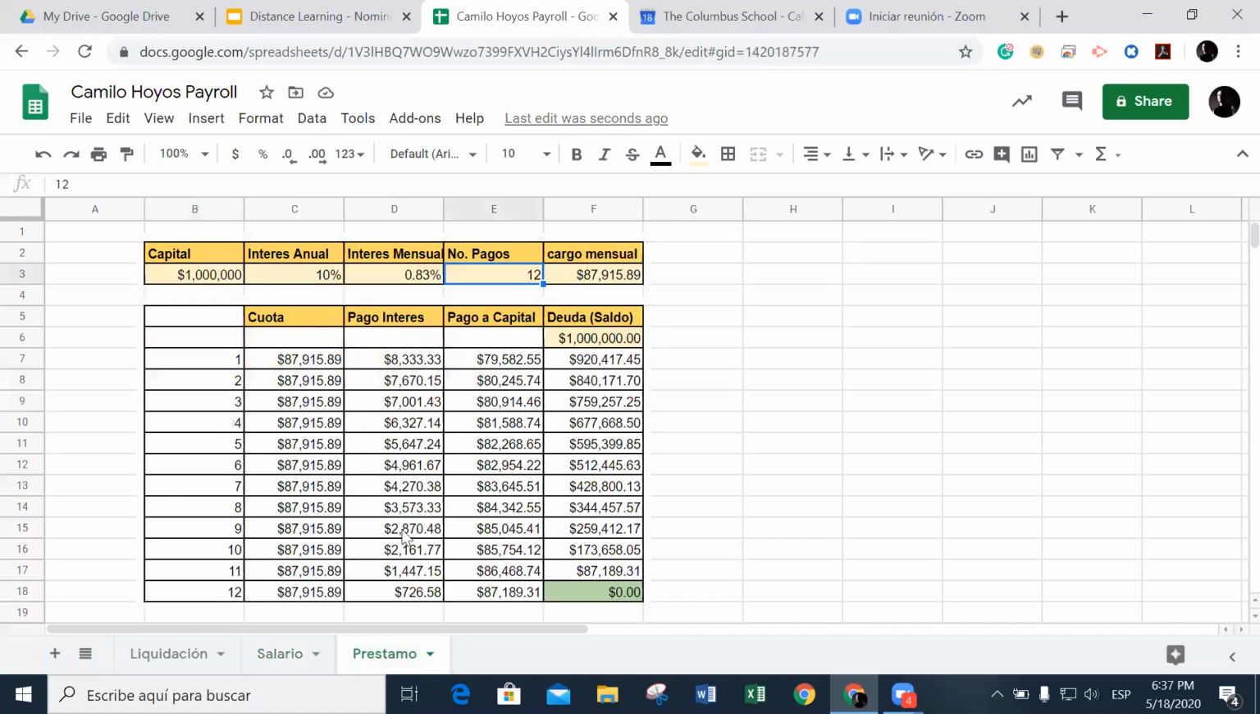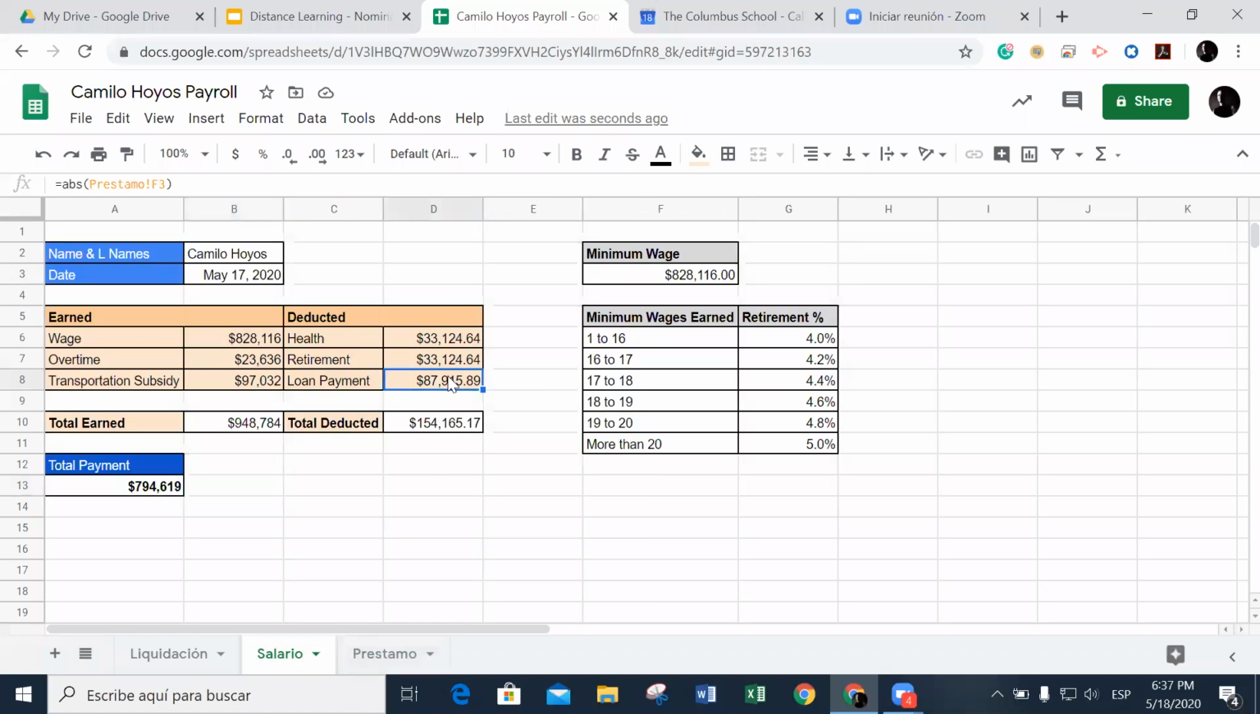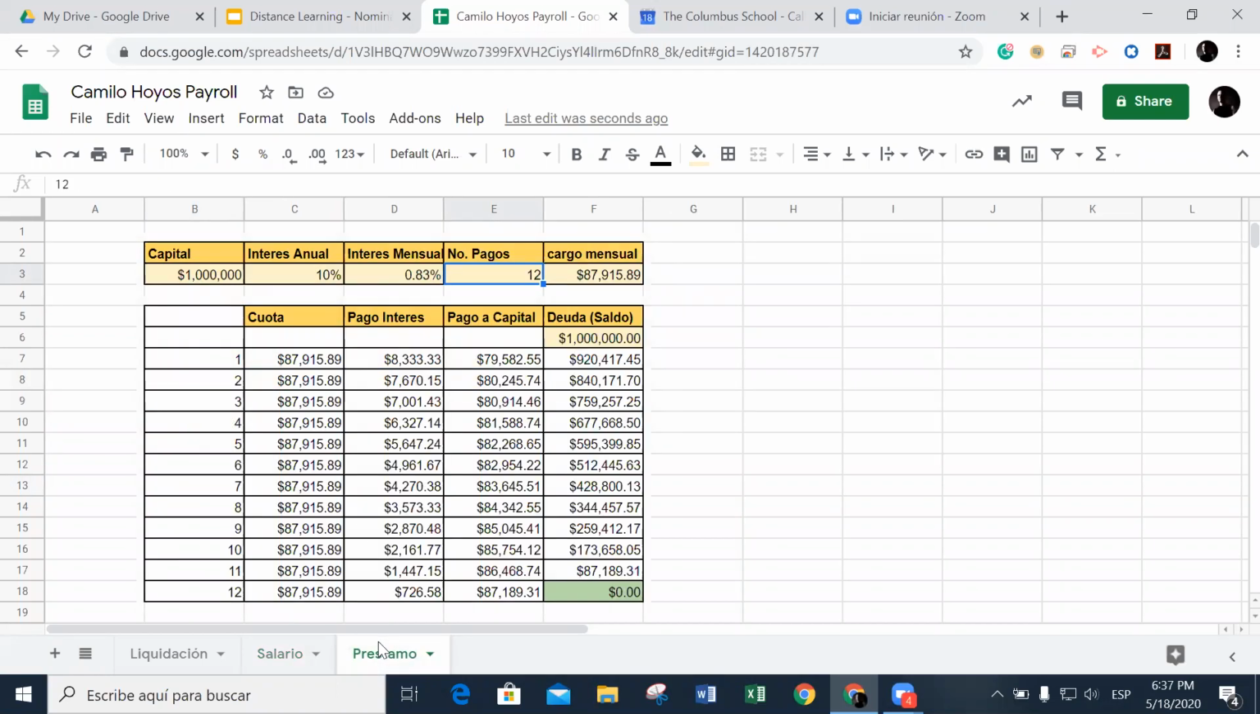Now let's go to Prestamo. Now remember, we have to add the Prestamo here, right? Now Prestamo, in this formula, I'm going to give it to you.